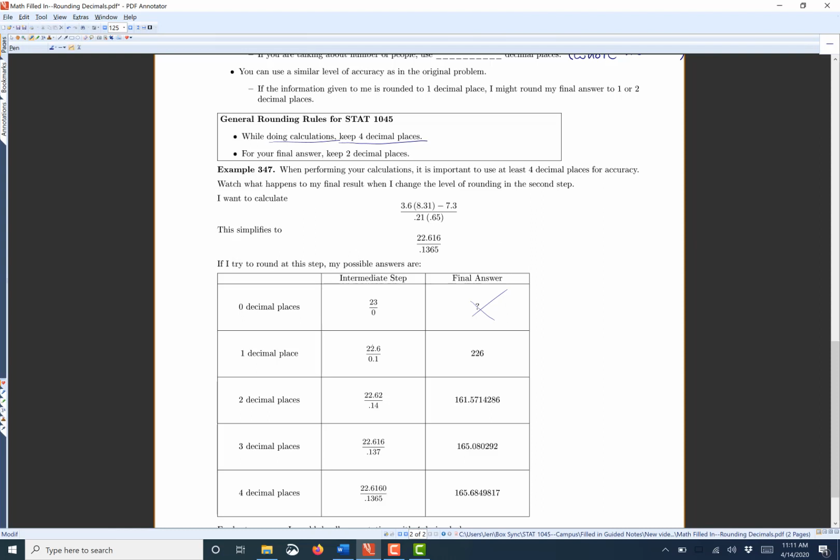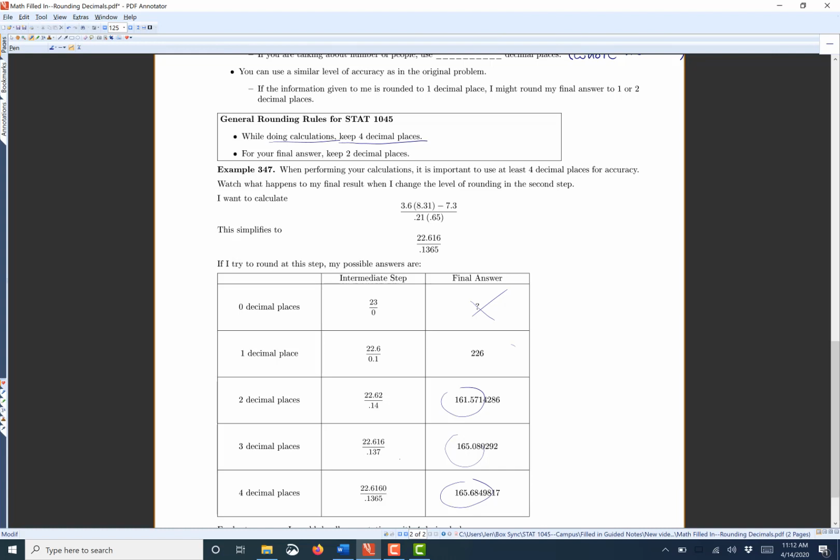Well, what if I tried 1 decimal place? So I did 22.6 over 0.1. I'd get 226. If I rounded to 2 decimal places, 22.62 over 0.14, I get 161. Notice this is a huge difference in our answers. So rounding between 0.1 and 0.14, when you're dividing, that makes a huge difference. At 3 decimal places, I get 165, so we're getting a little bit closer. And 4 decimal places, 165.68. So notice my answers changed a lot based on how I rounded.